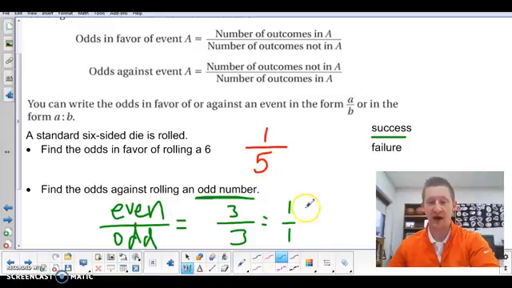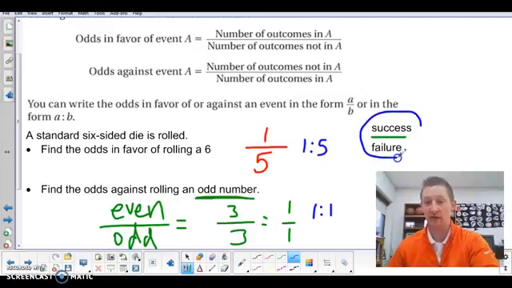As I say 1 to 5 and 1 to 1, you can actually write odds with a colon in the middle. So if I say 1 colon 5, that means odds that are 1 to 5. Or here the odds are 1 to 1. So a couple different ways that you can write odds. Again, the key to remember is that odds and probability are different. Probability, we're comparing success to total. Odds, we're comparing success to failure.